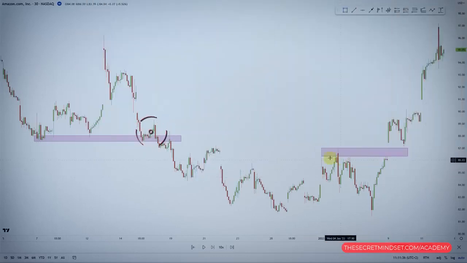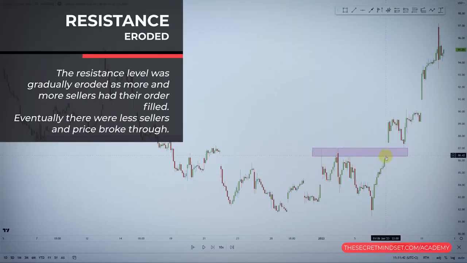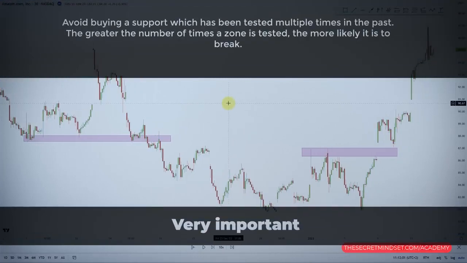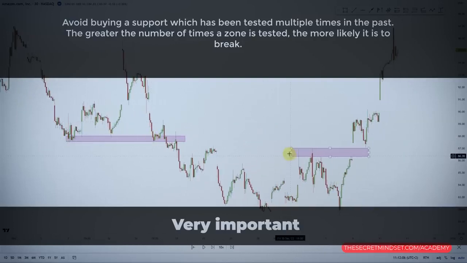And also look at this resistance level. The upper zone was tested several times, and sellers came in pushing the price down. This resistance level was gradually eroded as more and more sellers had their orders filled. Eventually, there were fewer sellers and price broke through. Personally, I avoid buying at a support which has been tested multiple times in the past. The greater the number of times a zone is tested, the more likely it is to break. Once all buyers have gone, price can move through that level to the next area.